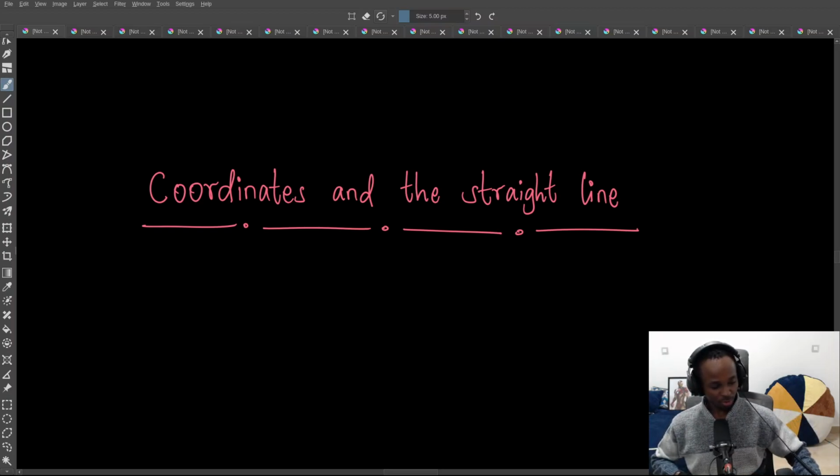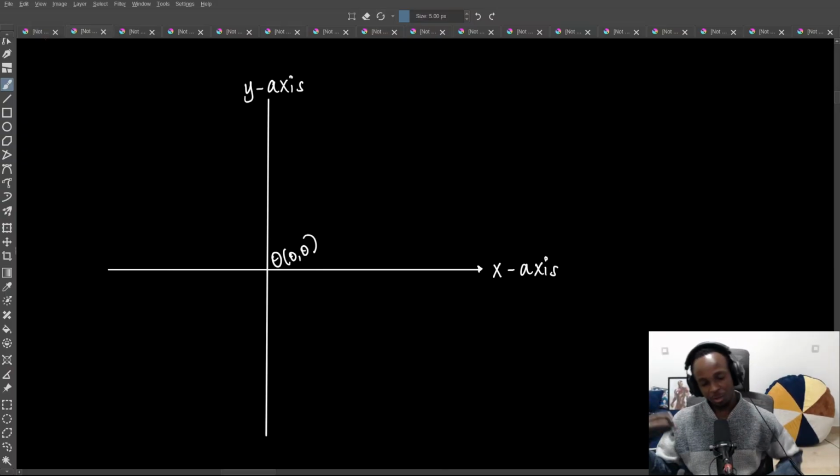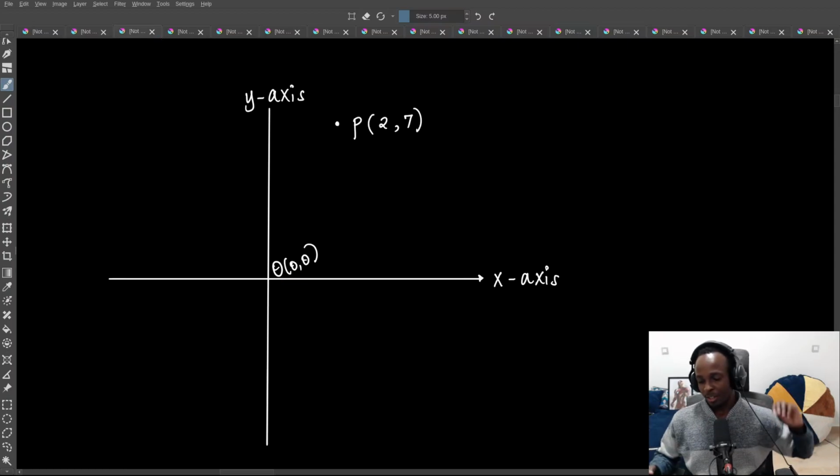Let me switch over to where I have my notes. So, coordinates and the straight line. Let's start with an empty Cartesian plane, right? So we have our x-axis, we have the y-axis, and then we have the origin, the point 0, 0. A point in the Cartesian plane has an x-coordinate and a y-coordinate. That is what defines a point. So let's add a point P, this one right here, and it's an arbitrary point.